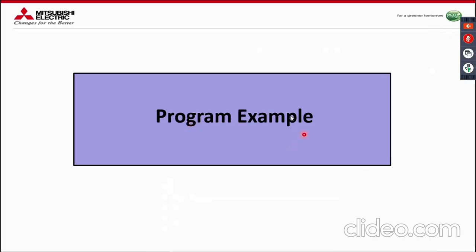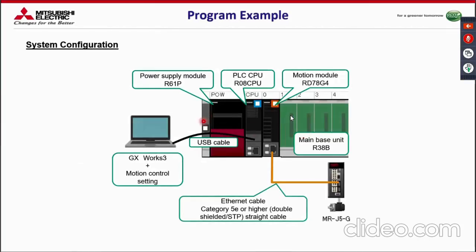Now here we will see some program examples. In these program examples, you will see the structure. One is our GXWorks 3, which always works with the motion control setting. So that tool must be available, and only then can you use the motion model. So we require GXWorks 3 plus the motion control setting tool.